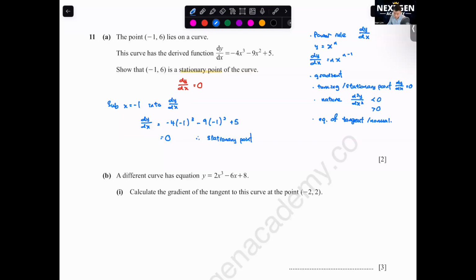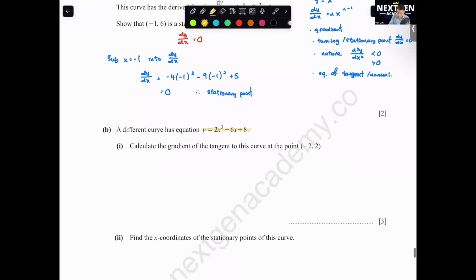Okay, question B. A different curve has equation y equals 2x cubed minus 6x plus 8. Calculate the gradient of the tangent to this curve at the point (-2, 2). So gradient of the tangent. When you want to find the gradient from a curve, you're going to find dy over dx first. dy over dx represents your gradient function. So remember how to differentiate? Multiply by the power, minus 1. Minus 6x will just become minus 6, 8 will become 0. So this will become 6x squared minus 6.